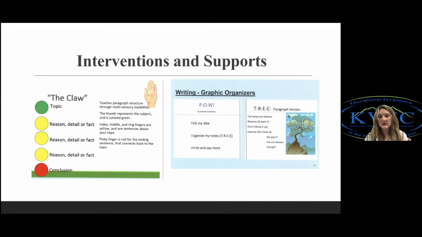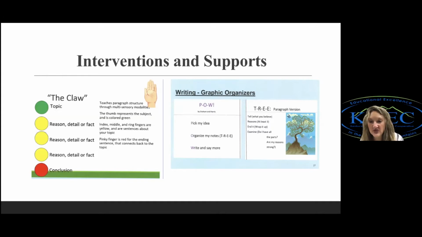even at the middle and high school level. We're talking about specially designed instruction and how we use graphic organizers, or mnemonics, or all these tools and resources to help support our students. And then we look at that graphic organizer there for writing, for POW and TREE. If we use that POW, it helps kids keep focus: pick my idea, organize my notes, write, and then say more. And then you have TREE, and that's the paragraph version.